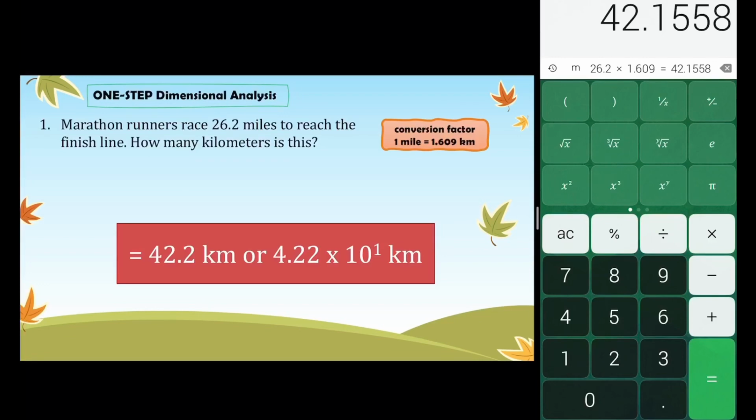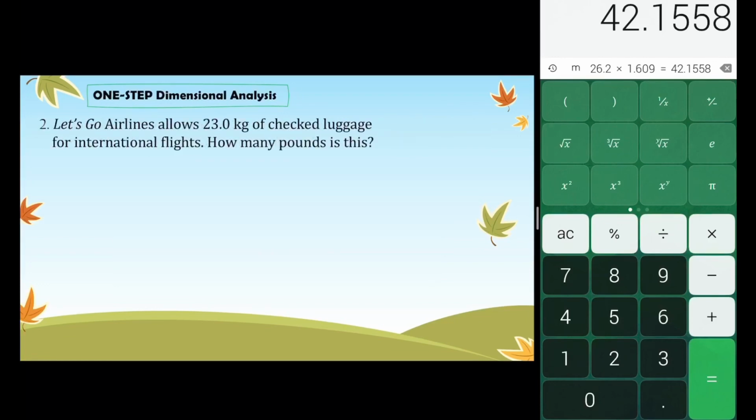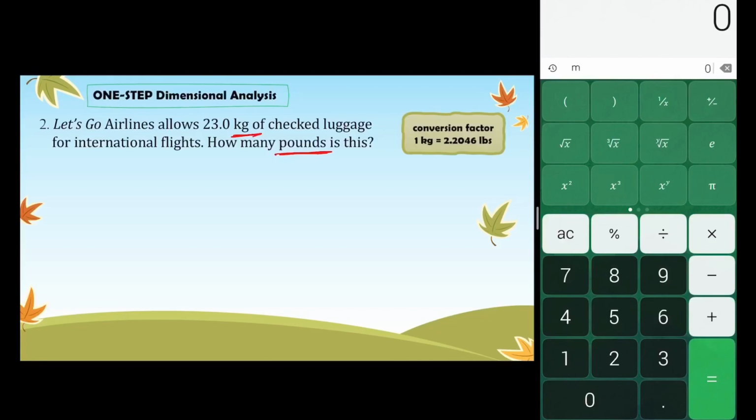Let's look at our next example. Number 2, Let's Go Airlines, that's a fictional airline, allows 23.0 kilograms of checked luggage for international flights. How many pounds is this? So once again, we have a metric to English conversion, kilograms to pounds, and you're not going to be responsible for having this conversion factor memorized. It'll be provided for you. So we're going to be using 1 kilogram equals 2.2046 pounds.